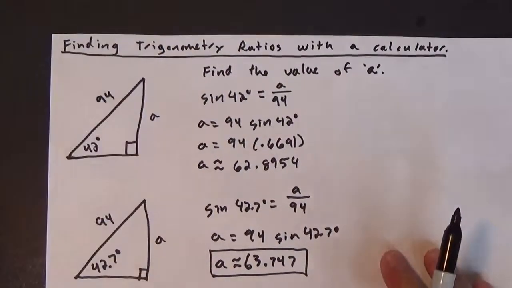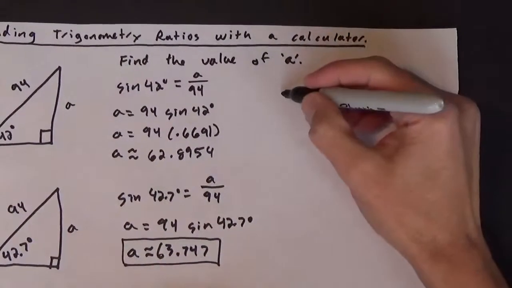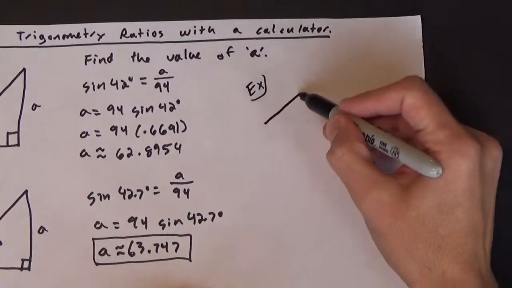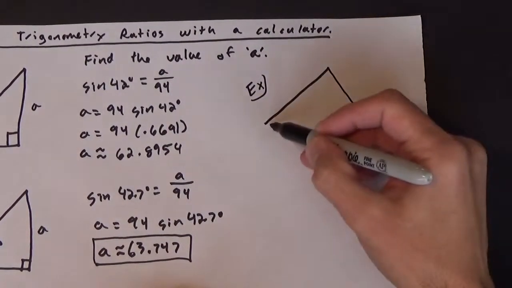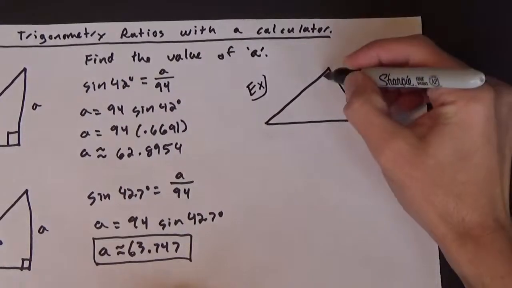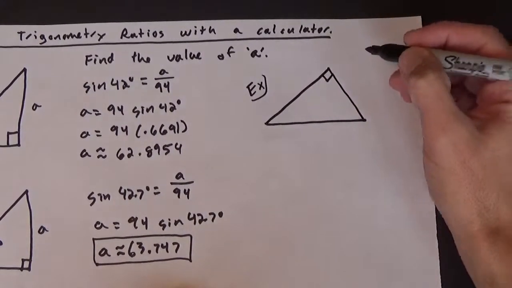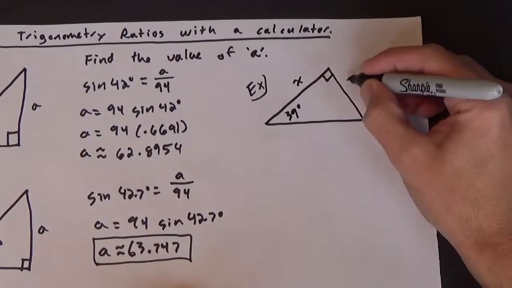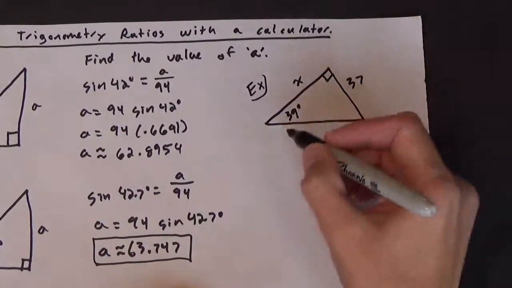All right, now let's look at another example. Let's say we have this one right here. Here's our right angle. This is 39 degrees, this is x, and this is 37. We want to find the value of x.